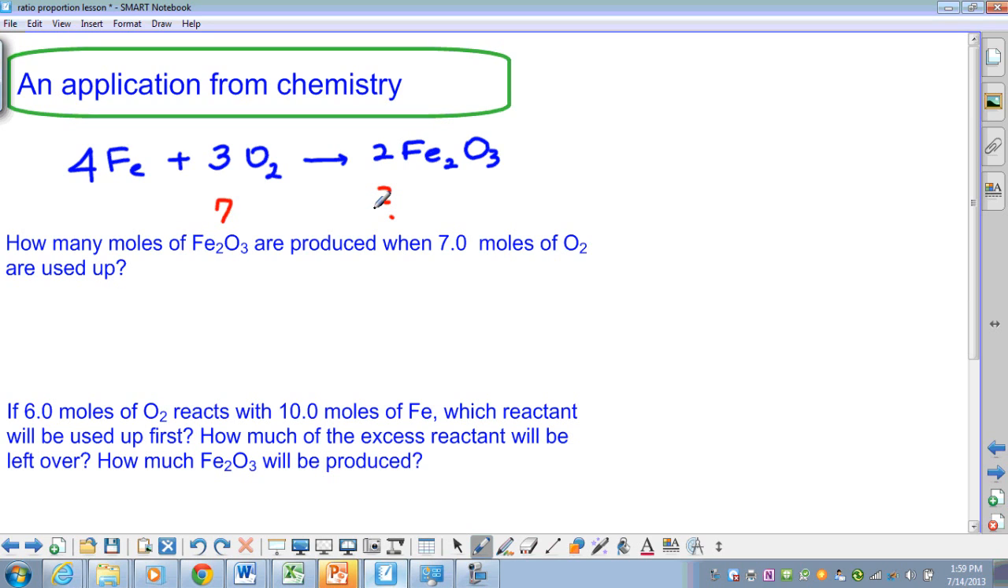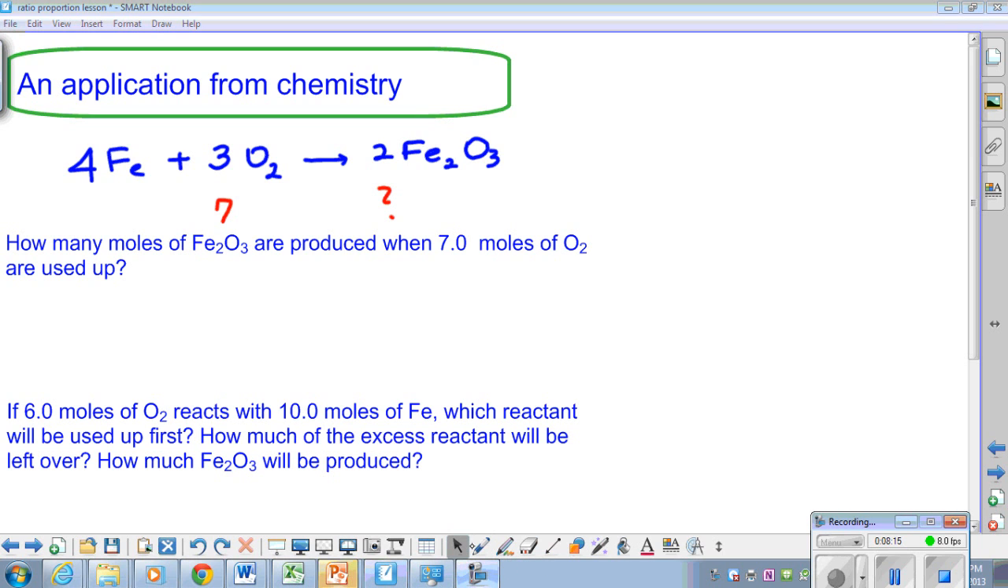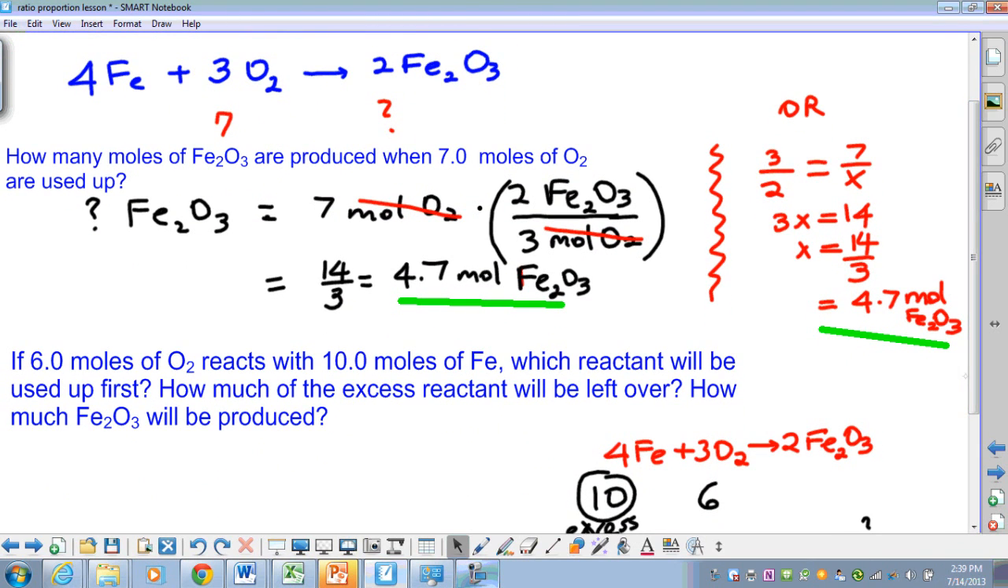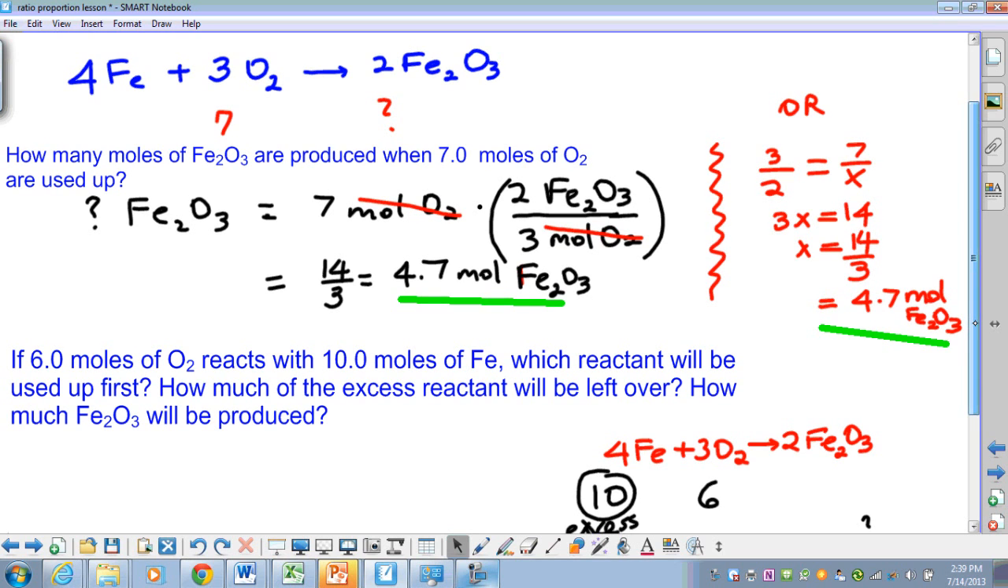We've done many of these questions before, so I'm going to give you a moment to do this, and I'll show the answer on the screen. And here's the solution. On the left-hand side, you see the solution with the dimensional analysis approach, and on the right, the solution with the ratio proportion or equation approach. Either way we solve it, we end up with 4.7 moles of iron oxide. Okay, let's take a look at the second part.